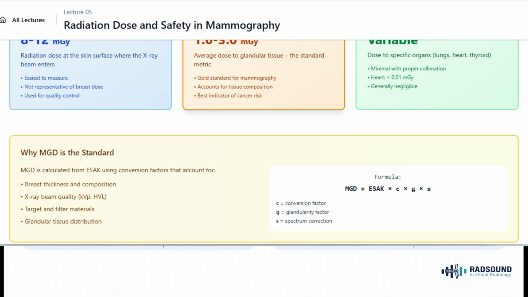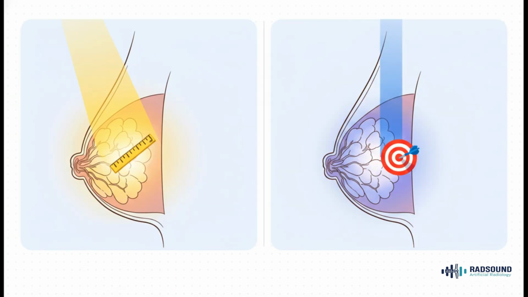You might think, well, let's just measure the dose right where the beam enters the skin. That's called entrance surface dose, or ESD. But here's the thing, the skin isn't the primary concern. The real risk is to the glandular tissue deep inside the breast. And that's exactly why the industry standard, the gold standard, is mean glandular dose, MGD. It's a calculated value that gives us the average dose specifically to that critical tissue. It's the number that truly reflects the biological risk.